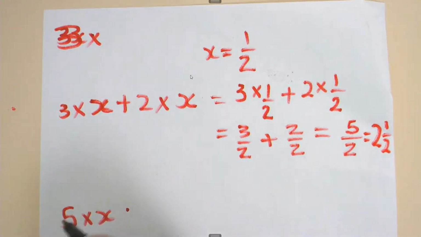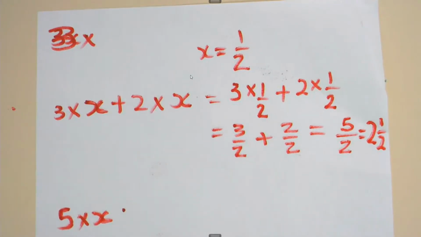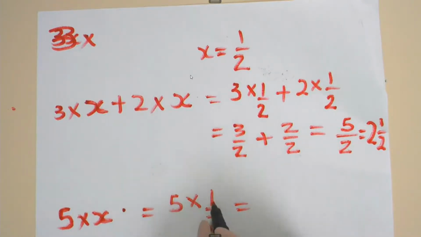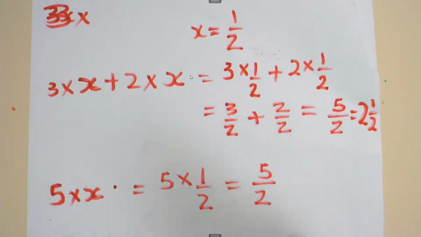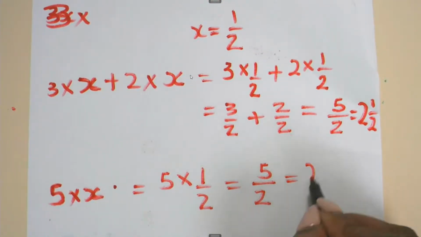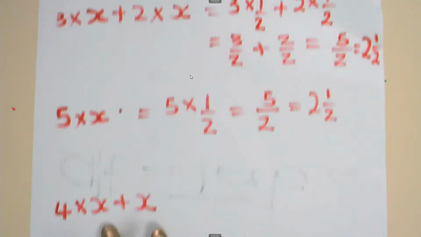Then let's take 5 multiplied by x. Then we'll have 5 multiplied by a half, which equals 5 multiplied by 1, which is equal to 5 halves. Then the 5 halves equals 2 and a half. Then let's take the last one.